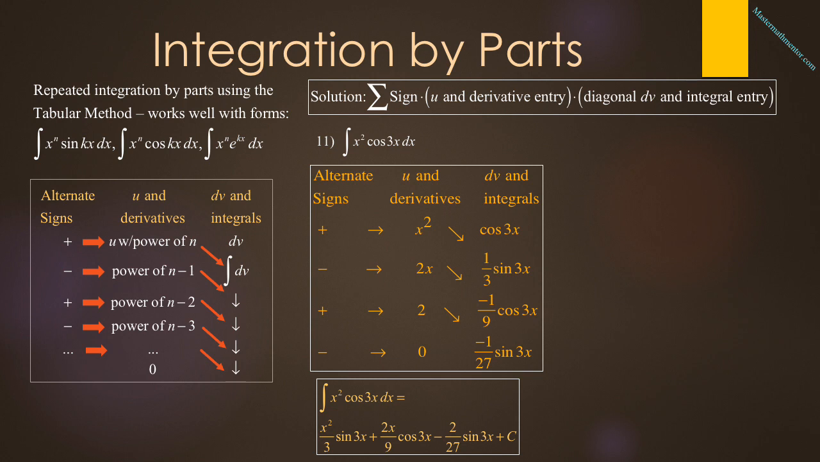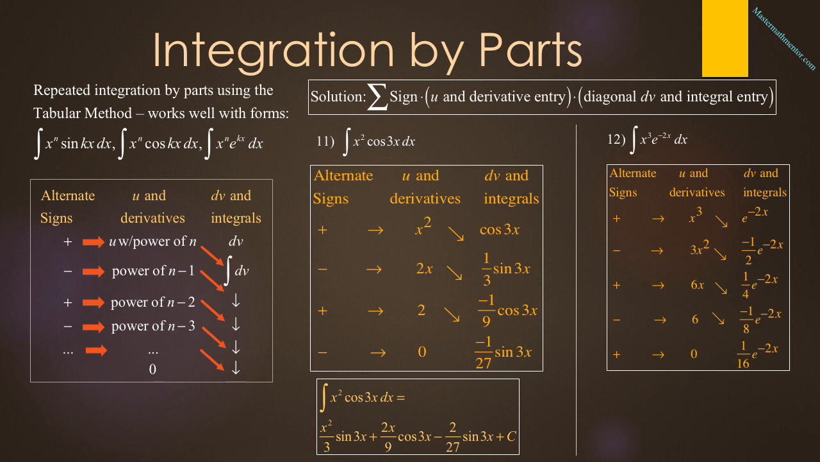So, using our formula for the tabular method, the integral of x squared cosine 3x dx is x squared over 3 times the sine of 3x plus 2x over 9 cosine of 3x minus 2/27 sine of 3x plus c. A good exercise is to take the derivative of this expression and show that you get back to x squared cosine 3x.